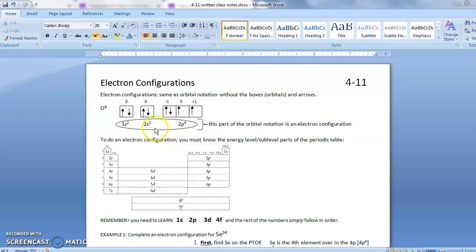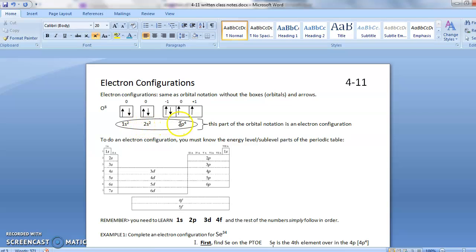Now, how do we know when you do an electron configuration? You're not going to be given all of this stuff right here. You're not going to be given the 1s, the 2s, the 2p. You were given that when you did the orbital notations, and we were just getting familiar with how to do that. The reason you do not have to be given the order of filling is, as we are about to learn, the periodic table gives you the order of filling.